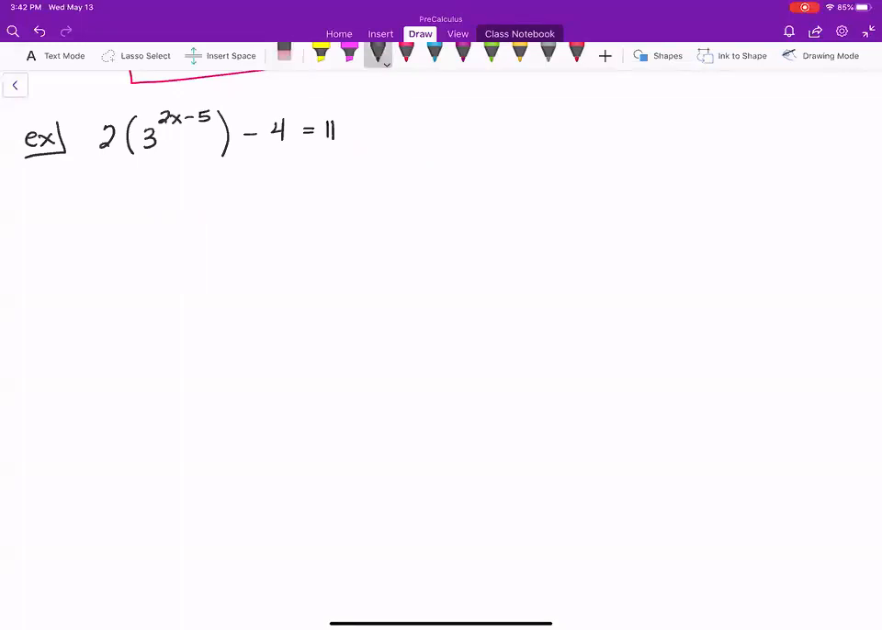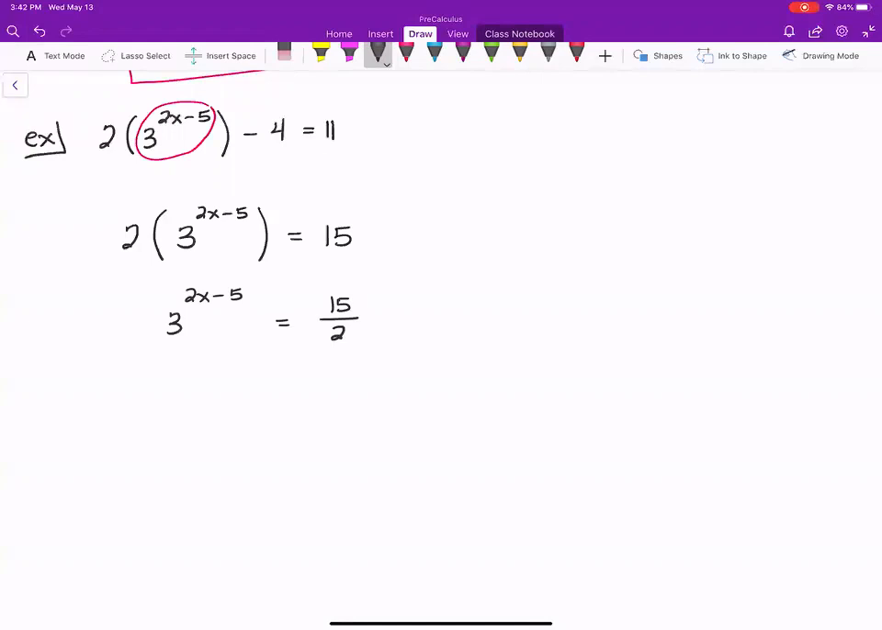So the first thing you need to do is isolate whatever is the exponential piece. So the 2x minus 5 is only raised to the 3. So this is the thing that needs to be isolated. So you're going to add the 4 and then divide by the 2. All right, add the 4 and then divide by the 2. I'm just going to leave it as a fraction.